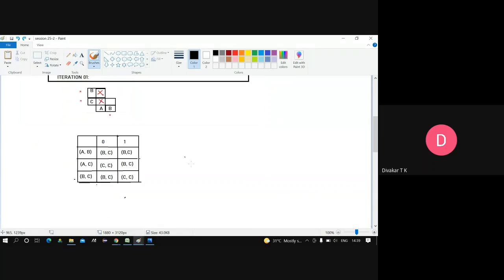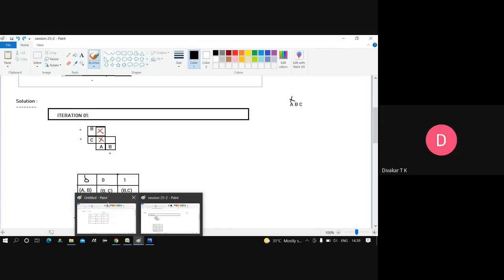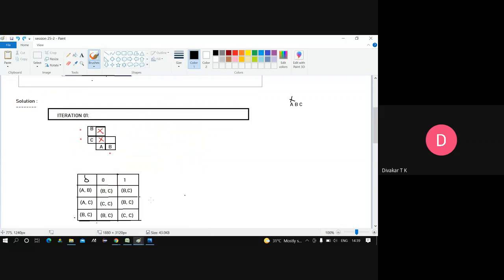Now how to do the table filling marking. For that we have a table, which I told you in the table. Please note this table. It is not there anywhere in your textbooks or reference books. I have given it as a hint, a big note for you people. It's easy. If one is a final state and the other is a non-final state, then only it will be marked, otherwise no marking.